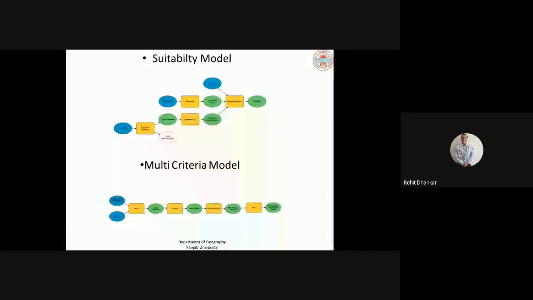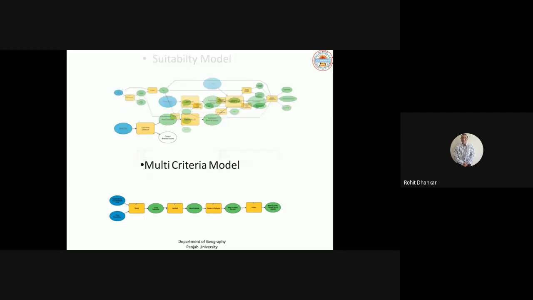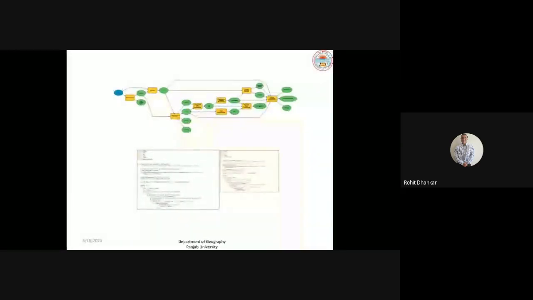Now on the screen you can see the suitability model and multi criteria model. Before it was the restriction model. So these are the tools which I created. This was done in ArcGIS, and similarly it can be done in QGIS. Now with the help of a Python scripter, we can easily convert this tool into a script which can be used for further modification.